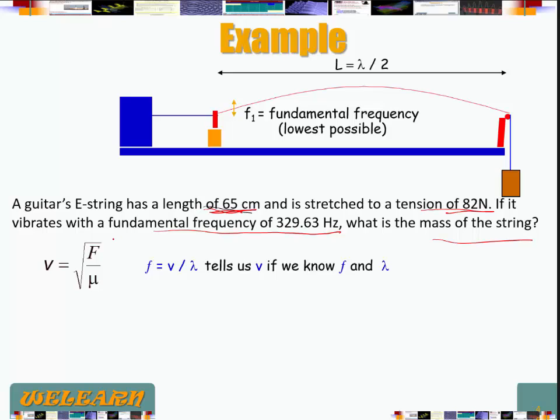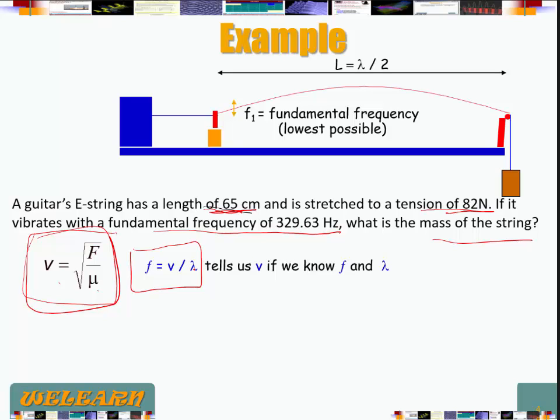We know the relationship between the velocity of the wave on a string, its tension and mass per unit length is given through this expression. V is equal to the square root of tension over mu. Mu is the mass per unit length. We also know that the frequency of a wave is related to the velocity of the wave through this expression.